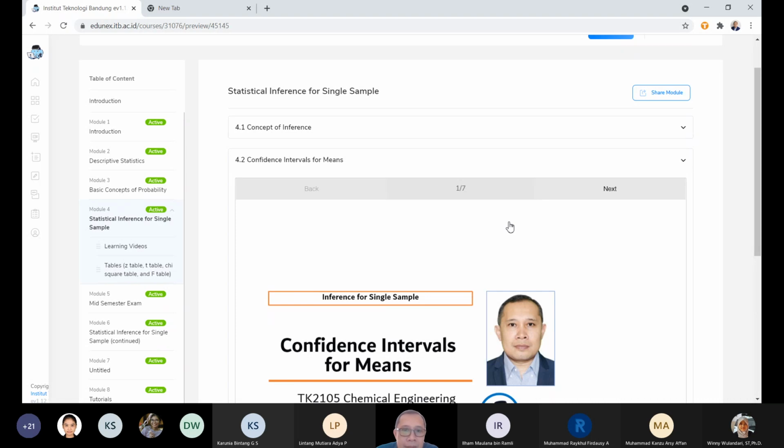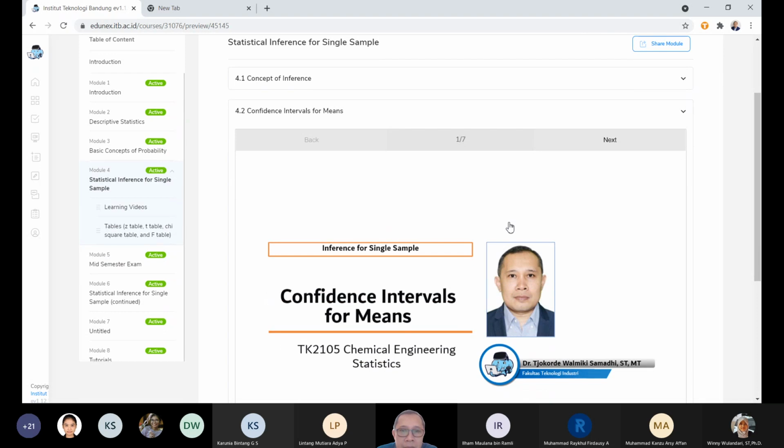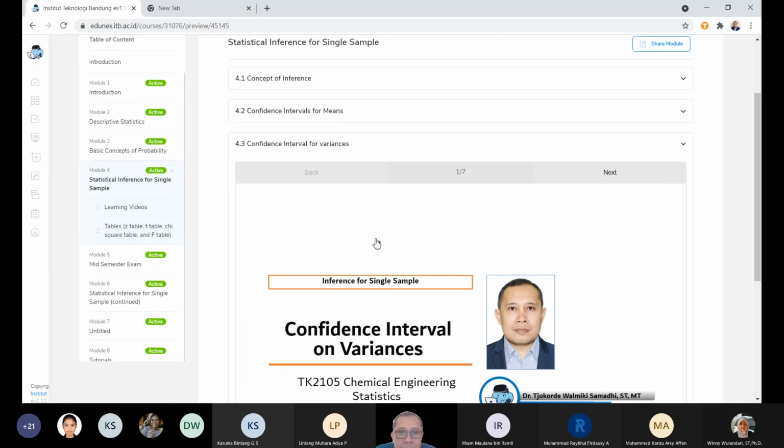Okay, so in segment 4.2, we will discuss how to calculate what are called confidence intervals for means, for population means. Then in the last segment, we will discuss how to calculate the confidence interval for population variance.